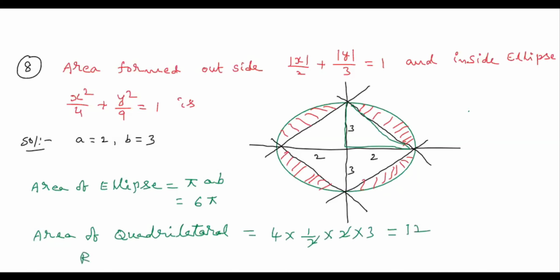Now what is the required area? Total area of the ellipse, subtract the area of the quadrilateral. The remaining is the required area. Students, did all of you understand now?